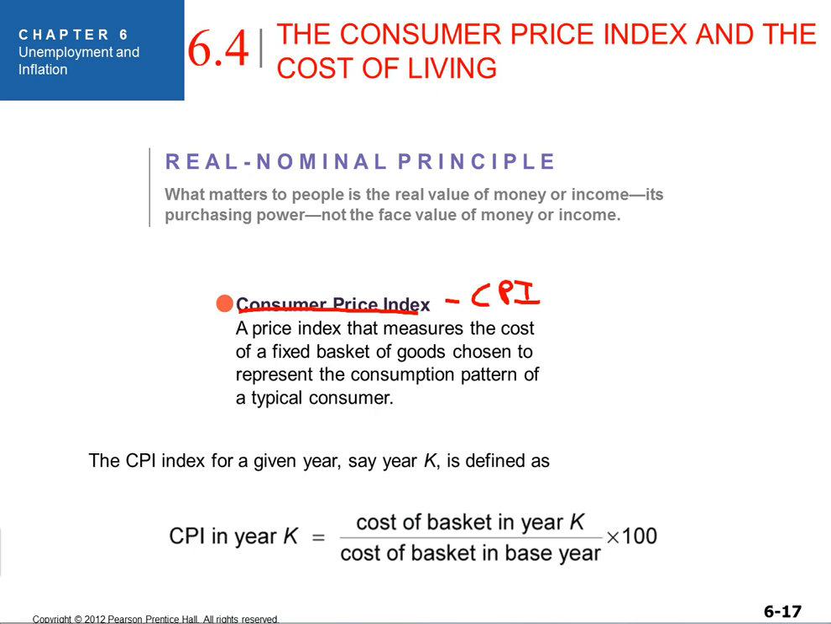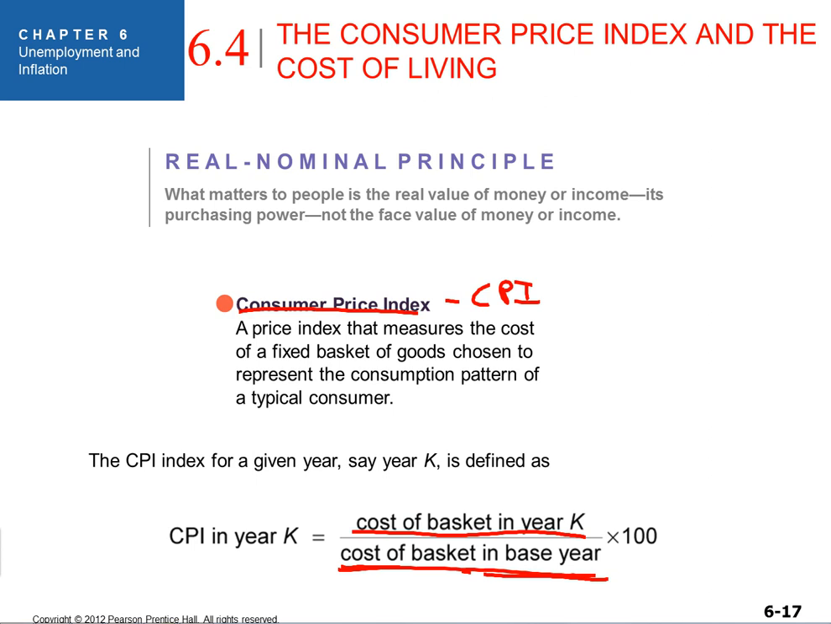If we have a base year, we'll pick a base year, and let's just suppose it's 1980. So we have a basket of goods that was purchased in 1980 and at 1980 prices. If we want to see what the CPI in 1990 is, what we'd have to do is find out what that same basket of goods would cost in 1990, which we'll call year K. So the cost of a basket in 1990, or year K, divided by the cost of a basket in 1980, which we'll call the base year, times 100 will give us our CPI.